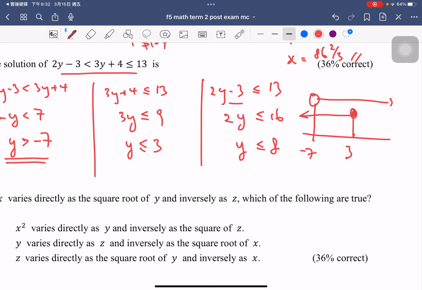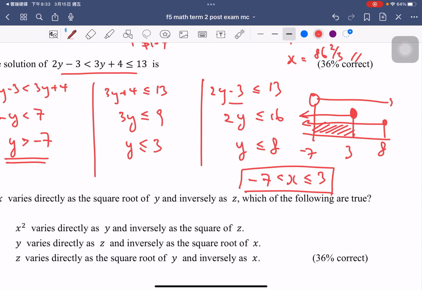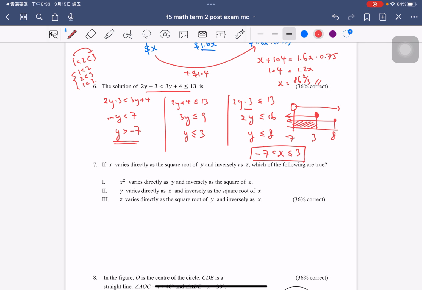This is 3, but y is also smaller or equal to 8. This is going to be 8. So as all of them need to be satisfied, in common, just this part. So the answer is going to be negative 7 is smaller than x, but this is the whole circle, smaller or equal to 3. Okay, so that's for question 6. The harder part is you need to separate it into 3 different inequalities, and then you solve for them.